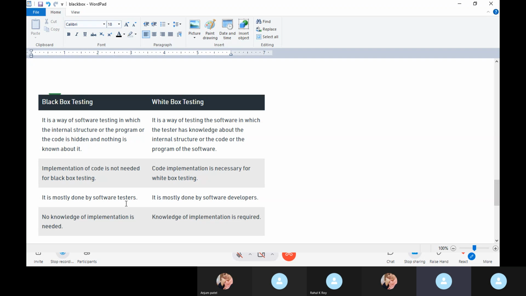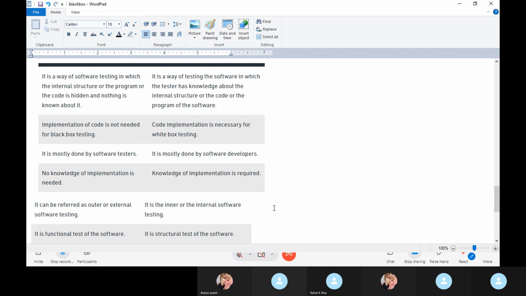If you see, black box is mostly done by software testers and white box is mostly done by software developers. This part comes under development and this part comes under testing. No knowledge of implementation is needed here. Here the knowledge of implementation is required. Black box can be referred to as outer or external software testing. White box is referred to as inner or internal software testing, because here we are testing the coding part that we are writing. That is why it is known as internal software testing.